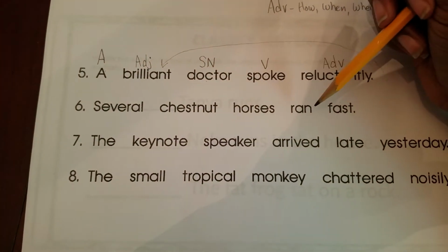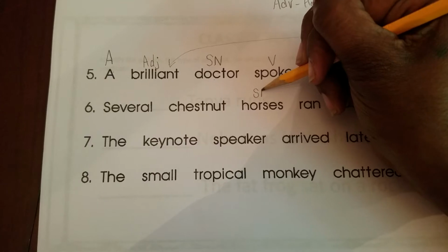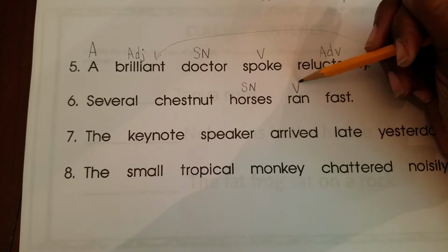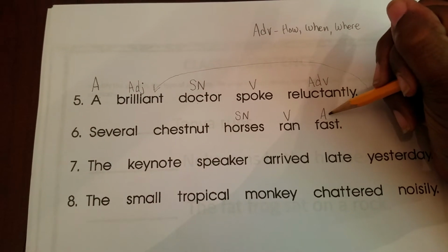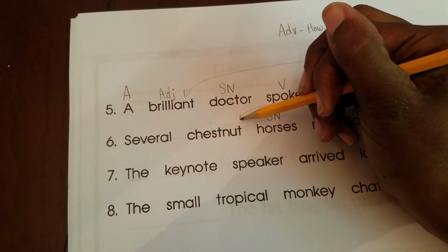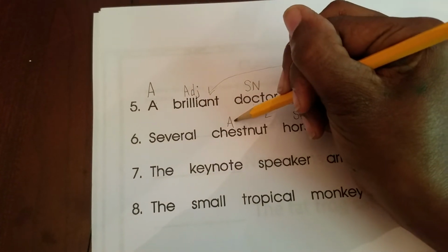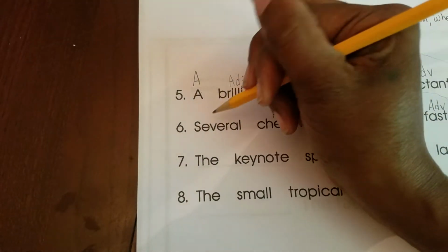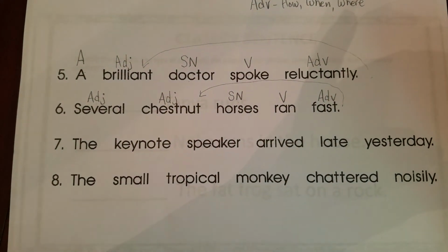Next sentence. "Several chestnut horses ran fast." What ran fast? Horses. Subject, noun. What is being said about horses? Horses ran. Verb. Ran how? Fast. Adverb. Remember, now we're going to jump back over. What kind of horses? Chestnut. Adjective. How many horses? Several. Adjective. Good.